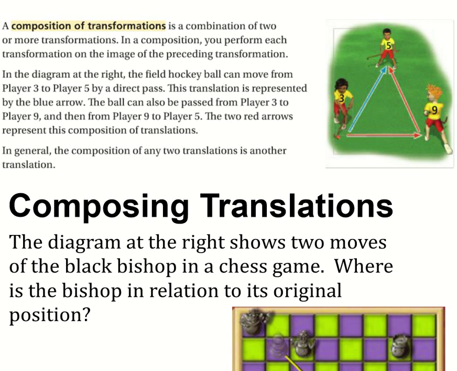If we're looking at this picture of field hockey players, the translation is the puck going from number 3 to number 9 and then from number 9 to number 5. It's taking that path, but really the change in its position is it just went from 3 to 5. For some reason, they didn't pass it from 3 to 5. They passed it to 9 first. The two red arrows show the composition that's occurring, and the blue arrow tells you what in total has occurred.